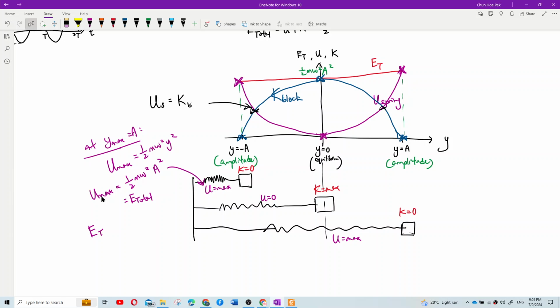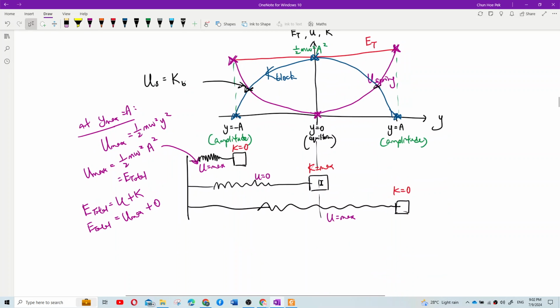dia adalah macam ini. E total equal to U maximum tambah, okay, total energy kan dia adalah U plus K, betul tak? So bila di amplitude, dia adalah U maximum tambah kosong lah. Kelas? Faham tak? So semua tenaga itu tersimpan dekat spring. So it's half m omega square a square.